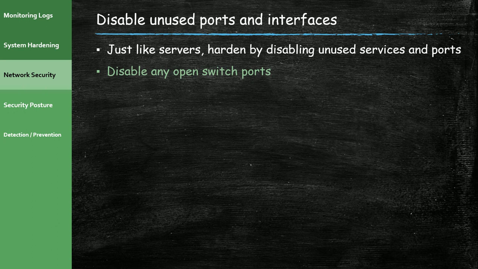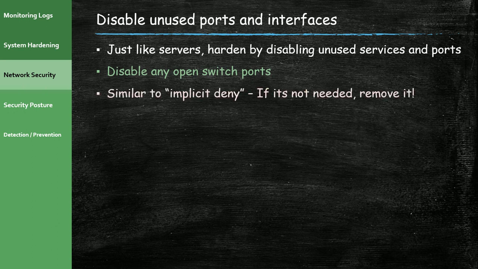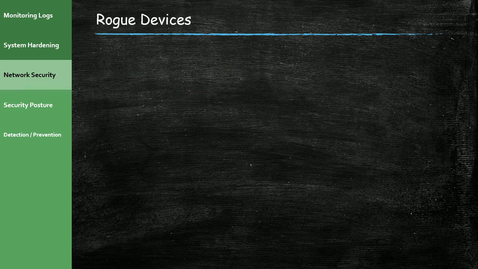That way, if you've got a jack somewhere in the building that's unused, somebody can't just connect to it and start using the network. So yet another layer of security. And I think in IT Security 1, you talk about this idea of defense in depth. And this is part of that whole idea of defense in depth. Just because we have 802.1x doesn't mean we can't also disable ports on our routers and our firewalls. So it's similar to implicit deny. If it's not needed, then just remove it. Make sure it's not there and it's not available.